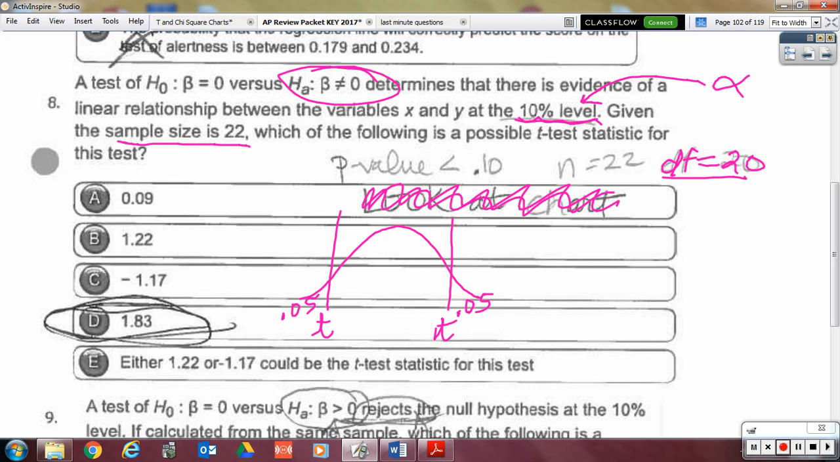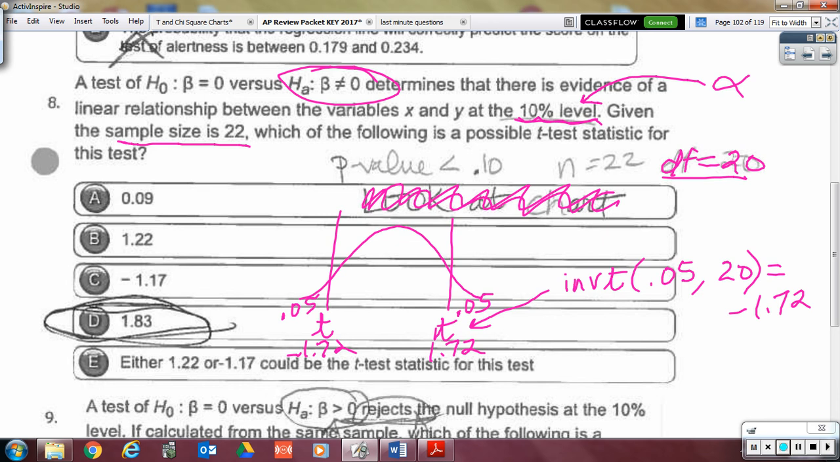So I'm going to find this t-score, and if I inverse t, 1 tail, comma, 20 degrees of freedom, it gives me negative 1.72. So this is negative 1.72, and of course positive 1.72. Okay?